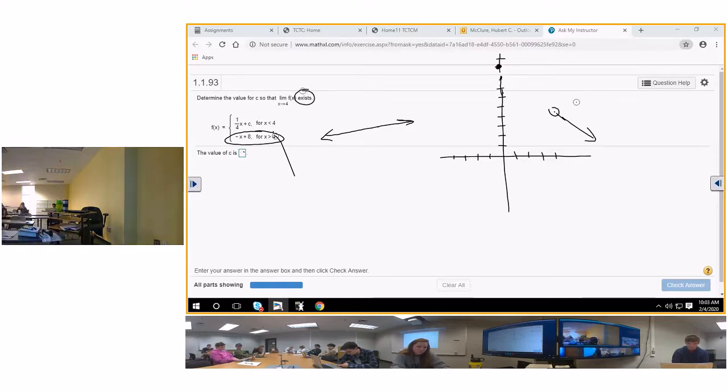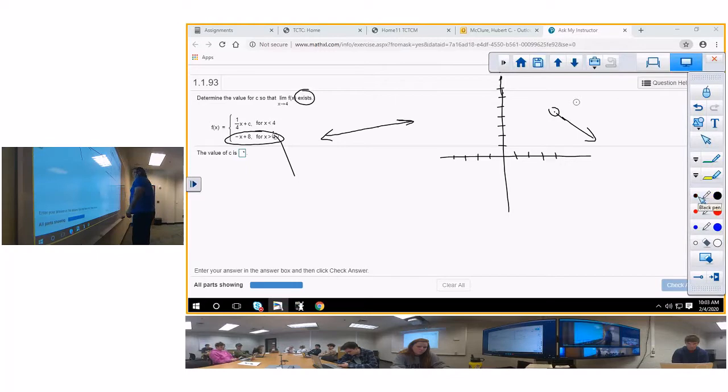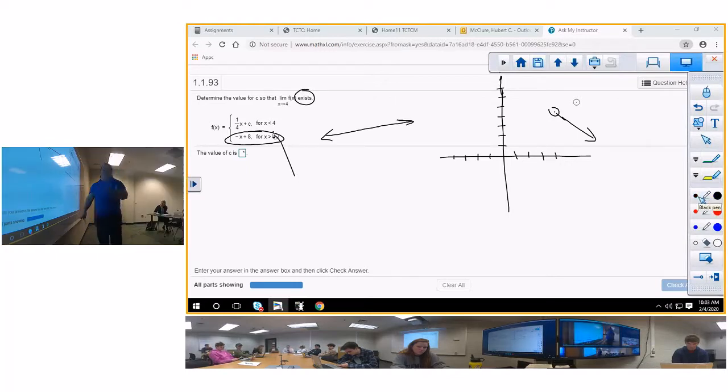In order for a limit to exist between two different lines, they have to approach the same y. Does everybody understand that? So I've got to have a line that looks like my line that converges on to that point. Does everybody understand that?